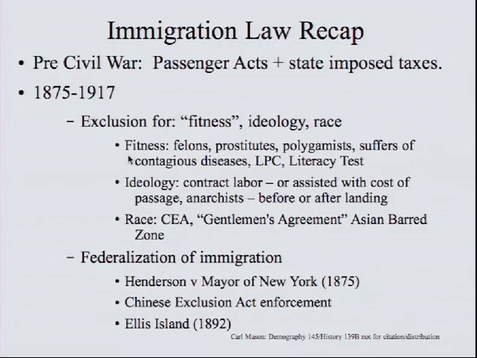Race was construed in the late 19th, early 20th century, and we've given some time to those. The ideology arguments are about contract labor, which you'll recall was allowed during the Civil War, prohibited shortly after, and then prohibited again, and then again, and again. And of course, anarchists, the other ideologically prohibited category. And with race, we have the Chinese Exclusion Act, which is the first race-based immigration regulation, followed by the Gentlemen's Agreement of 1907 and the Asian Barred Zone in 1917, which was passed with the literacy test.